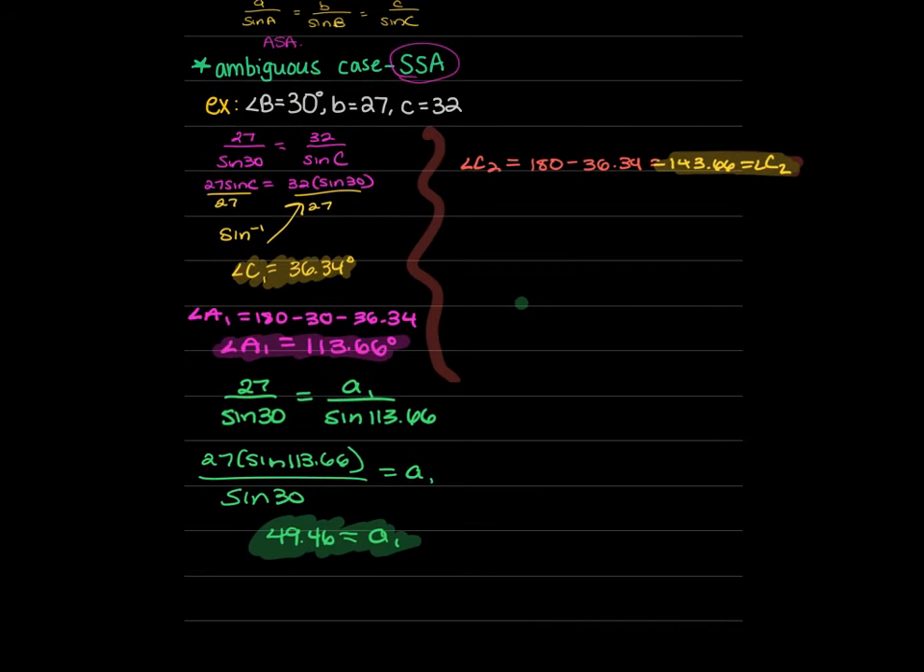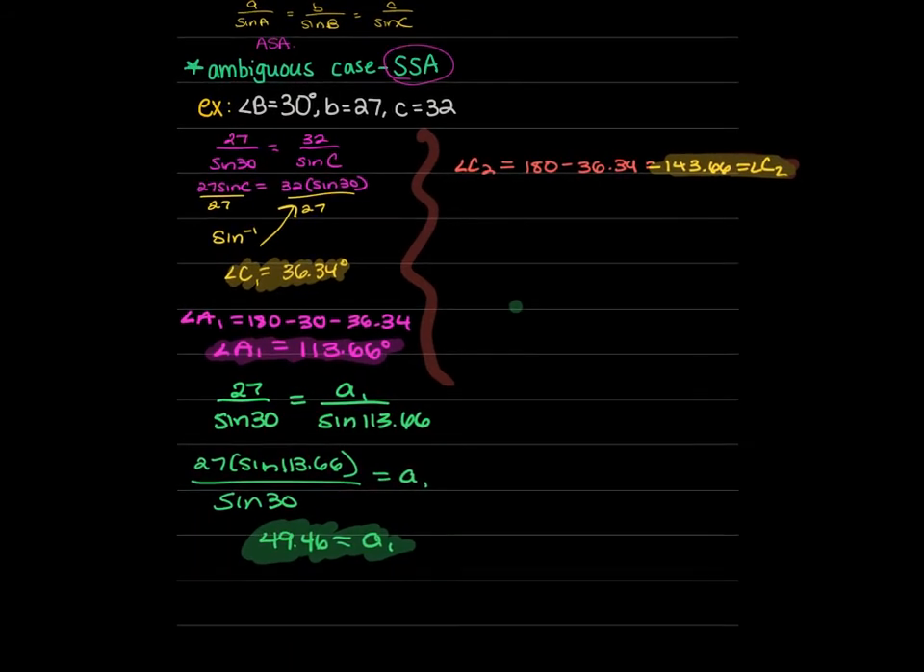So now I've got all 3 missing pieces from triangle 1. I've got angle C1, I've got angle A1, and I've got side A1. Good so far? Yes? Okay. Now I'm going to work on triangle 2.